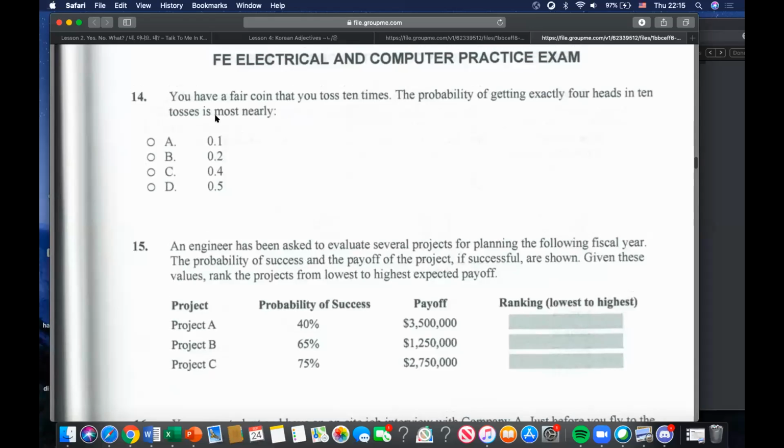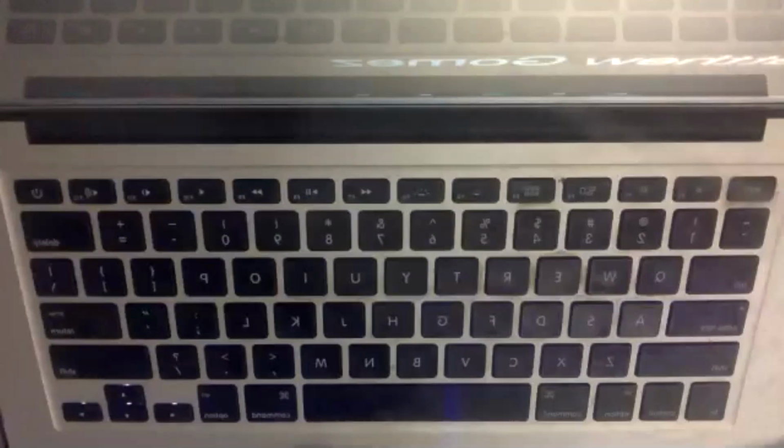Oh, this one's an interesting one. 14. You have a fair coin that you toss 10 times. The probability of getting exactly 4 heads in 10 is most nearly, okay, let's do this one. Oh, I learned this. I'm taking prob right now, and I actually know how to do it. Maybe you'd like to do this, Matthew? Take it away, Matthew.